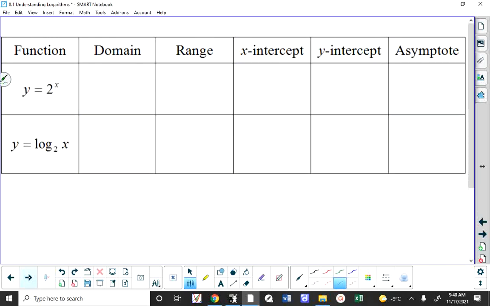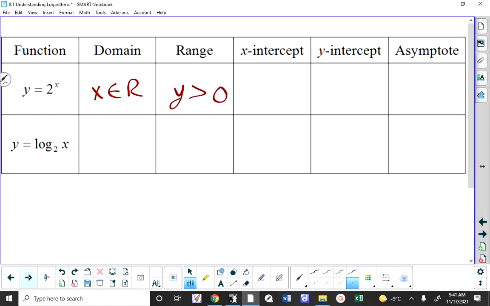What is the domain of 2 to the x? Well, you should have a visual in your head of what y equals 2 to the x looks like without even looking at the graph that we drew. The domain is x is any real number. I'm not going to worry about color coding things here. And the range is y is greater than 0.